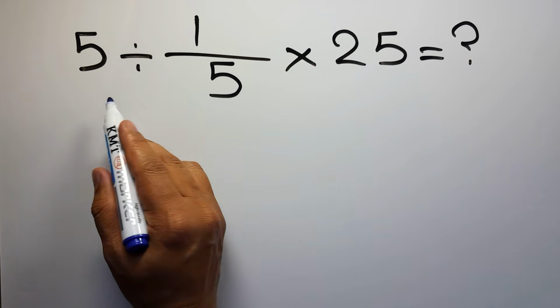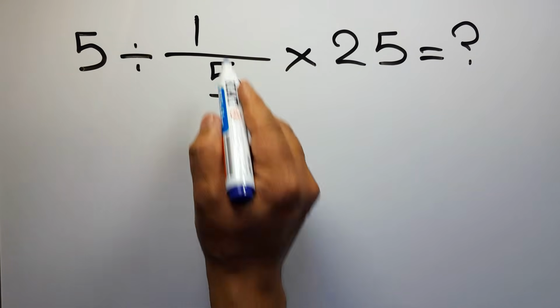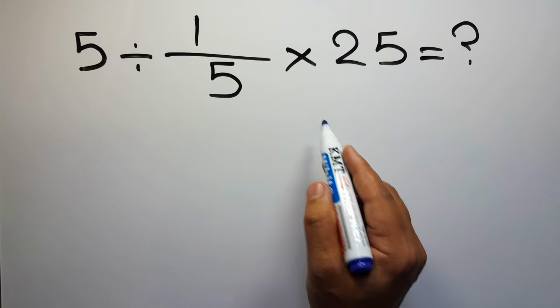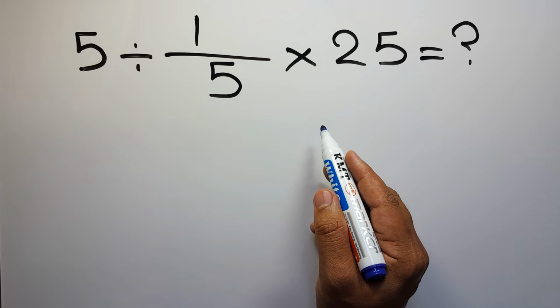In this video we want to find the value of this expression: 5 divided by 1 over 5 times 25. Are you ready to solve? Let's go ahead and get started.